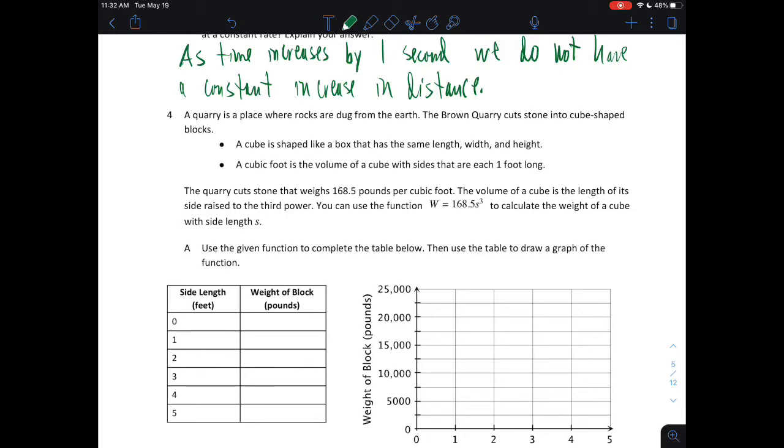The quarry cuts stone that weighs 168.5 pounds per cubic foot. The volume of a cube is the length of its side raised to the third power. You can use the function W equal to 168.5 times s to the third power, or s cubed, to calculate the weight of a cube with side length s. Use the function to complete the table below. Then use the table to draw a graph of the function.